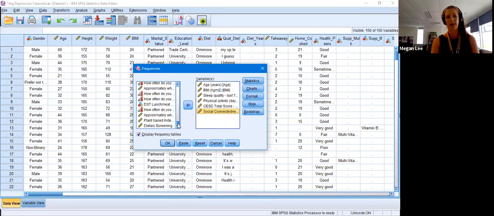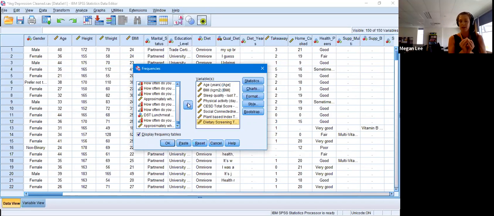And then finally, our plant-based dietary index and our dietary screening tool, which are the same thing except for the meat, dairy, fish, and eggs questions have been reversed so we don't disadvantage vegans and vegetarians. So we've got all of our continuous variables in our data box.